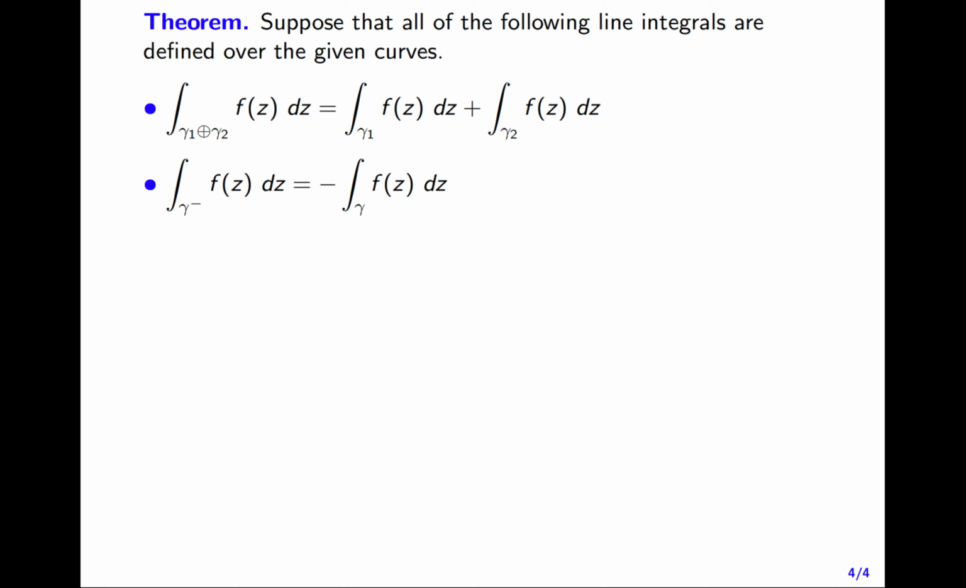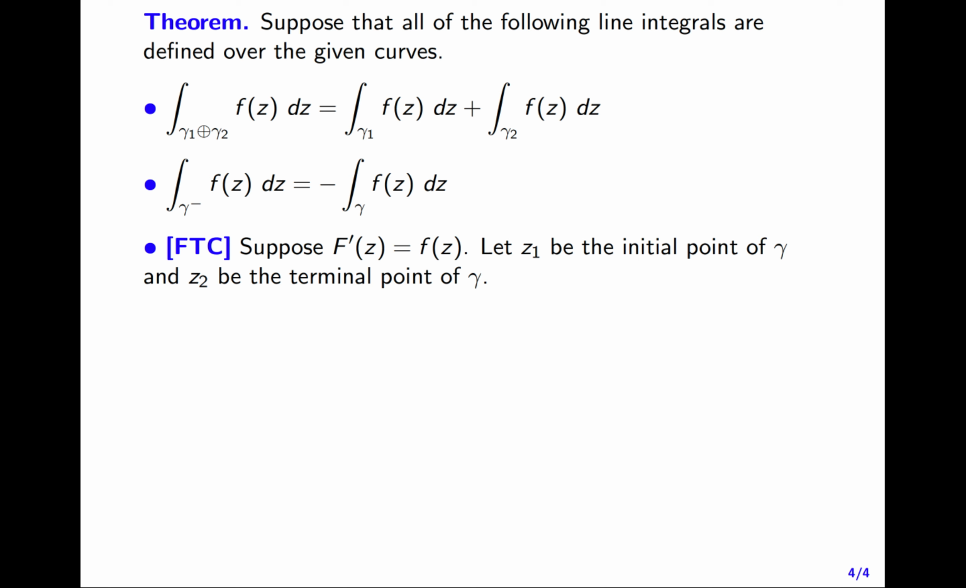And these two properties, I think and I hope, make a lot of intuitive sense. You can integrate over the whole curve gamma 1 composed with gamma 2, or you can do gamma 1 and then add that to the integral over gamma 2. And if you're going backwards along the curve gamma, that's the same as negative times going forwards along the curve gamma.